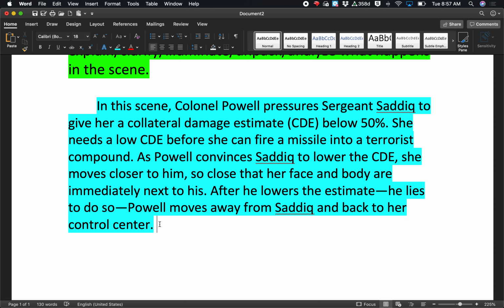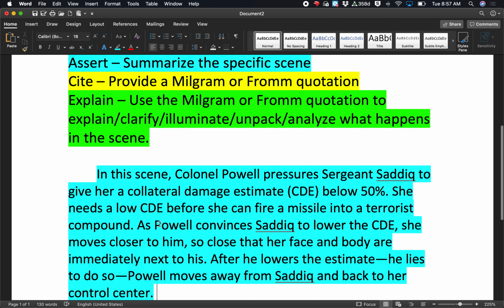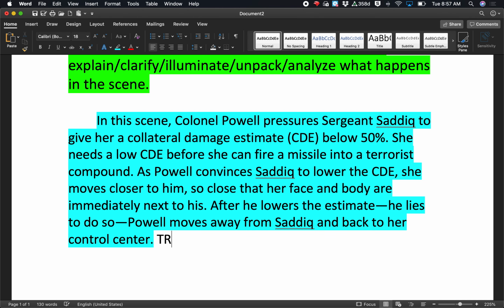So between the blue and the yellow, between the assert and the cite, you're going to need some kind of transition sentence. And let me show you what it's going to look like.